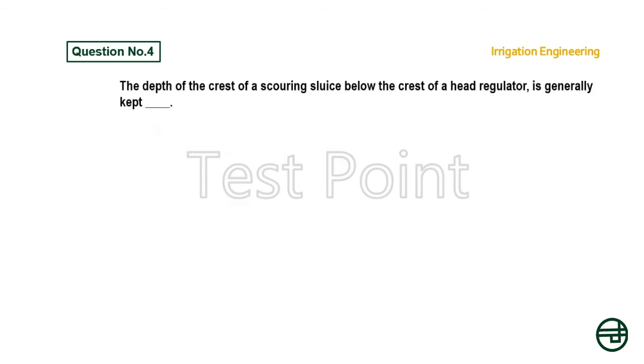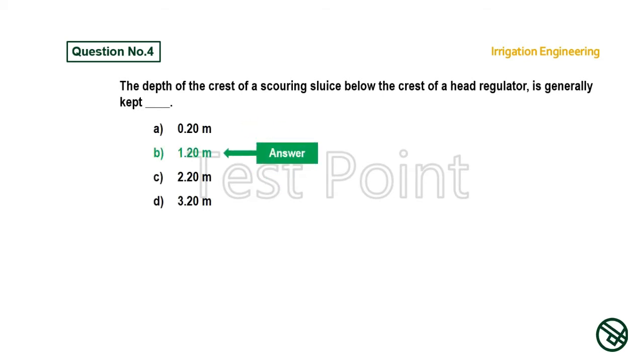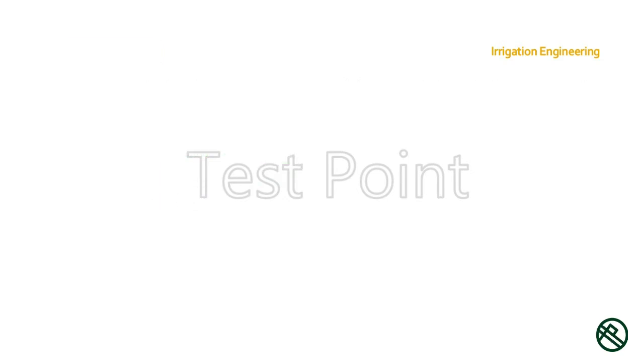Question number 4. The depth of the crest of a scouring sluice below the crest of a head regulator is generally kept: Option A, 0.20 meters. Option B, 1.20 meters. Option C, 2.20 meters. Option D, 3.20 meters. Answer is option B, 1.20 meters.